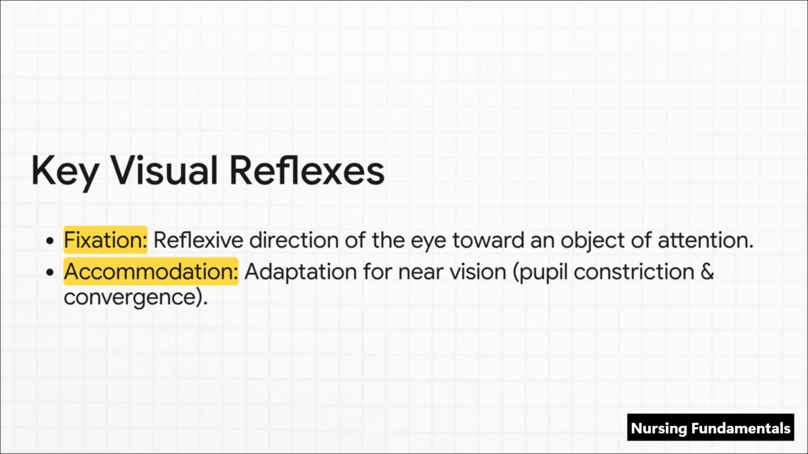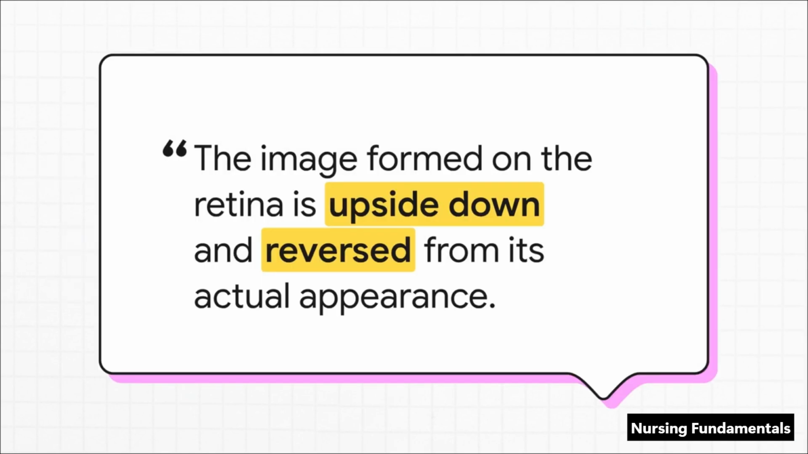Just watch someone's eyes as they look from something far away to something up close. You'll see 2 things. Their pupils get smaller and their eyes turn in just a little bit. That's accommodation. Okay, get ready for a fun fact that might just blow your mind.